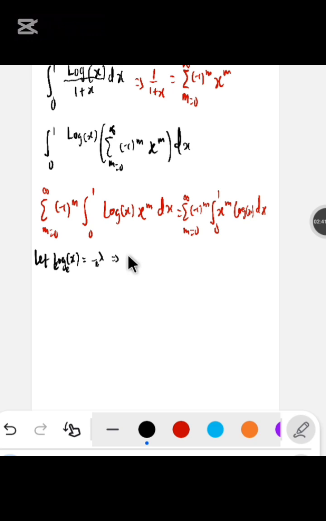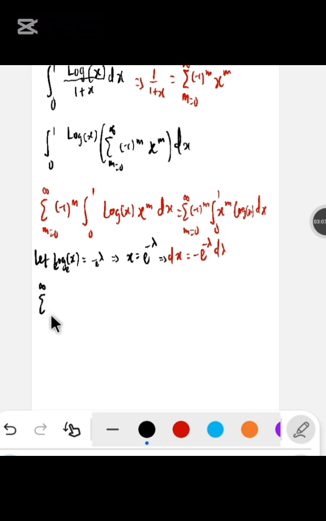If we do that, we're going to have x is equal to e to the power of negative lambda. Then we differentiate this with respect to x and with respect to lambda. So we're going to have dx is equal to negative e raised to the power of negative lambda d lambda. Yeah, that's actually nice and beautiful. So now we write this integral.